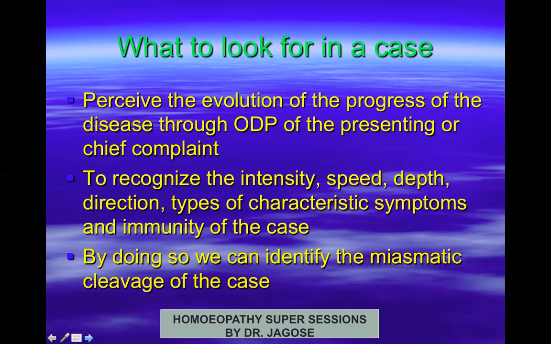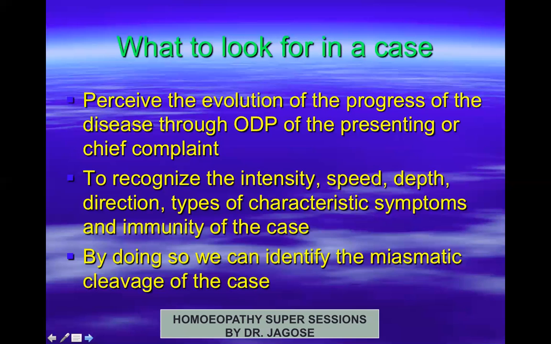The direction of the disease is also important, whether it is going in the right direction or in the wrong direction of Hering's law of cure. That also has to be kept in mind. And the types of symptoms which are there, whether they are common symptoms or characteristic symptoms. If they are characteristic symptoms, what is the grade of these symptoms, that also has to be kept in mind. And naturally the immunity of the case. So by doing all this, we can identify the miasmatic cleavage of the case.